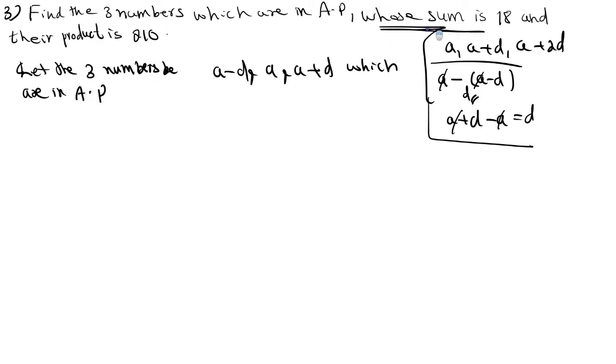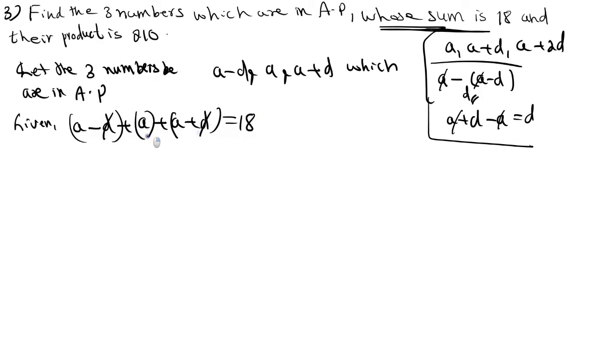What is the given data? Sum of the three numbers is equal to 18. So write, given: a minus d plus a plus a plus d, the sum of these three numbers is equal to 18. Simplify. Here, minus d and plus d get cancelled. a plus a plus a, 3a is equal to 18. This implies the a value is equal to 6.